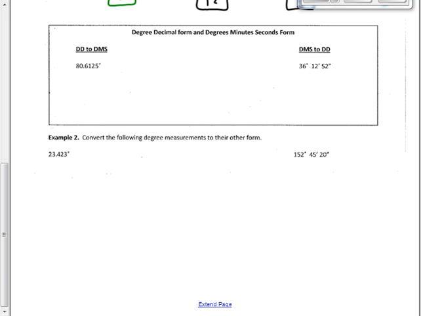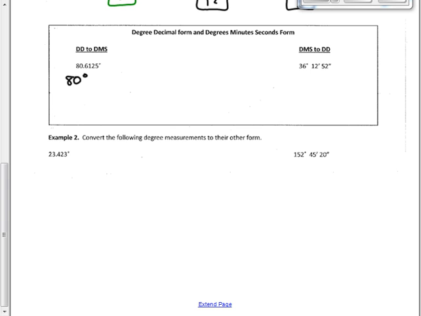So when I'm going from decimal degrees, it means that I've got a whole set of degrees. The whole set of degrees in this case is 80. So I've got 80 full degrees. But I've got 0.6125 of one more degree. So I'm almost at 81 degrees. I'm a little over halfway to 81 degrees.